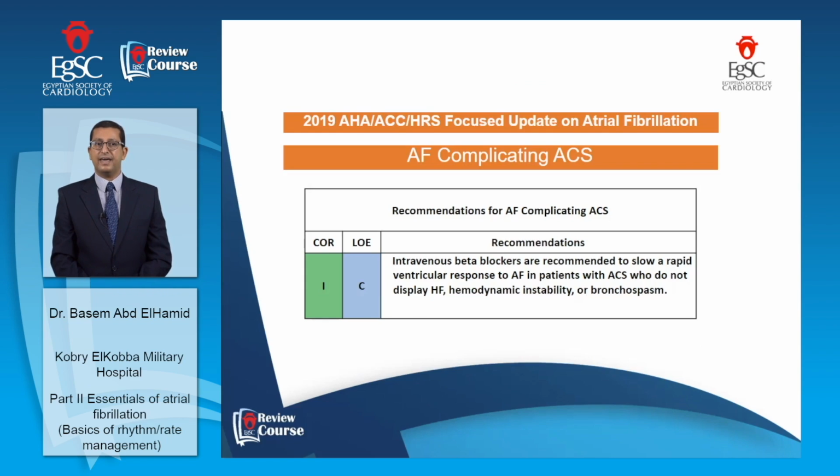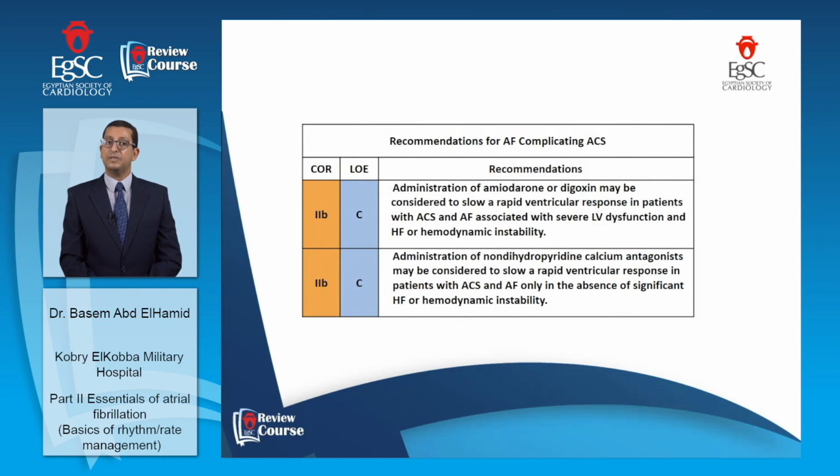Regarding the AHA/ACC/HRS guidelines in 2019, for AF complicating acute coronary syndrome, intravenous beta blockers are recommended to slow a rapid ventricular response to AF in patients with acute coronary syndrome who do not display heart failure, hemodynamic instability, or bronchospasm. It's class 1. Administration of amiodarone or digoxin may be considered to slow a rapid ventricular response in patients with acute coronary syndrome and AF associated with severe left ventricular dysfunction and hemodynamic instability.